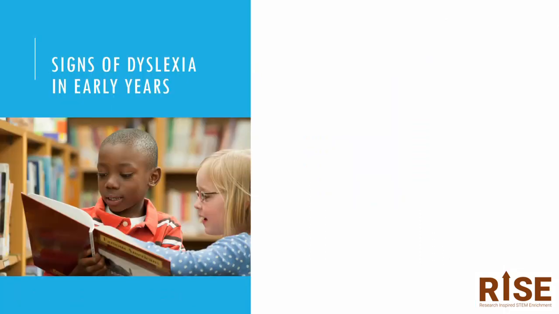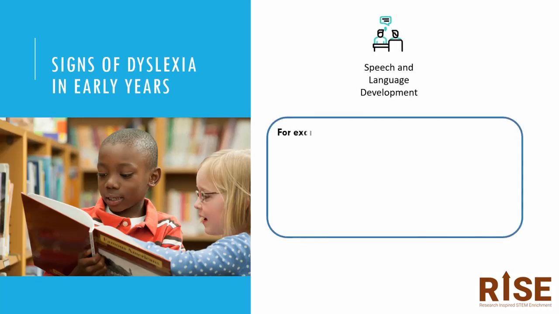Dyslexia may manifest itself in children at different age and grade levels in different ways. Let's look at signs of dyslexia at different age and grade levels. Early years, preschool and kindergarten.